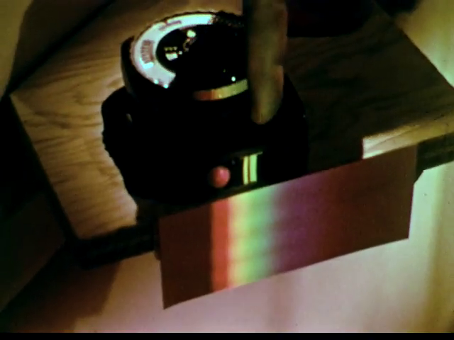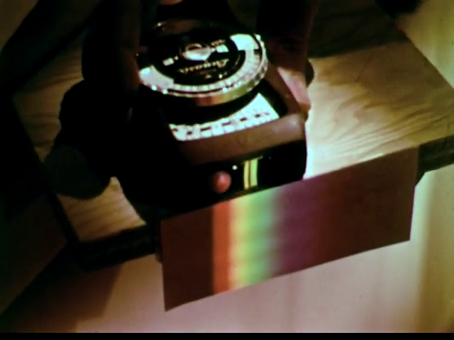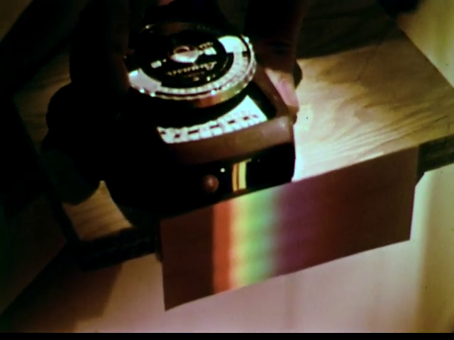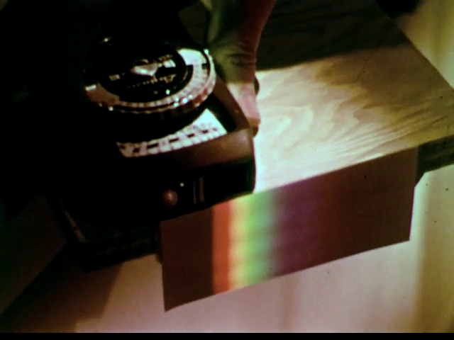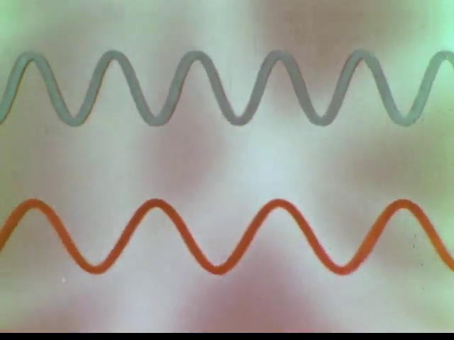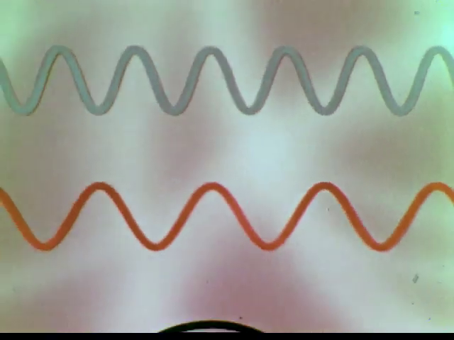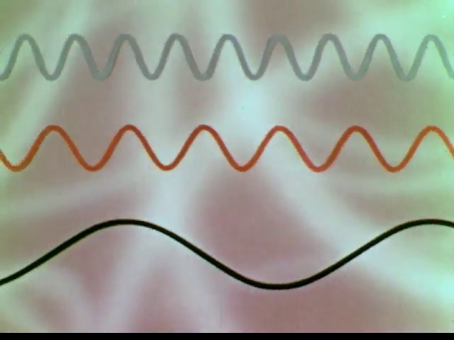I've covered the light-sensitive element, leaving only a small slit. Here, the meter reads about 1 because of scattered room light. In the middle of the visible spectrum, it reads about 6.5. Here, beyond the visible, in the infrared, it reads about 4. We see that beyond the red light waves, there are infrared waves with a still longer wavelength and a still lower frequency.